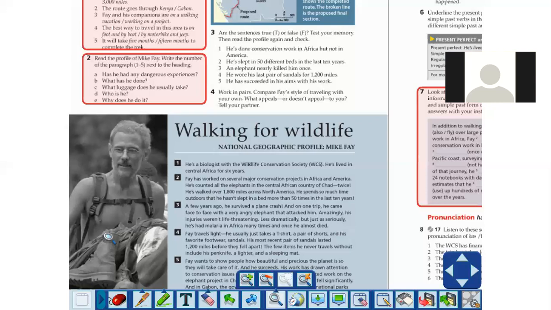Which one? Yes. C. Yeah. What luggage does he usually take? He doesn't take a lot of luggage.